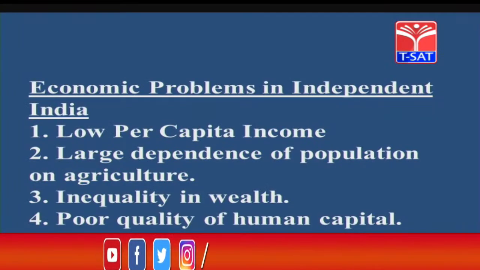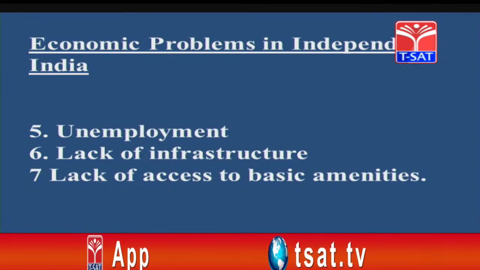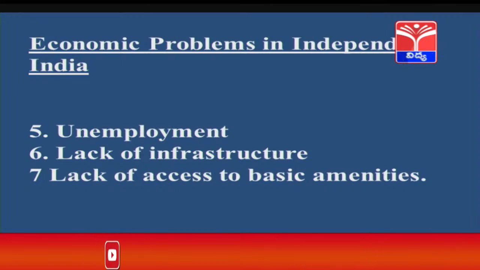Poor quality of human capital: we did not have good skilled labor. The illiteracy rate was high, so we did not have skilled labor, and we had to overcome this. Most of the people were in the agrarian economy, that is in agriculture, and in agriculture there was a lot of underemployment, also known as disguised unemployment. There was also a lack of infrastructure and lack of access to basic amenities like water, shelter, etc. These were the major problems that we were facing in the early years of our independence.